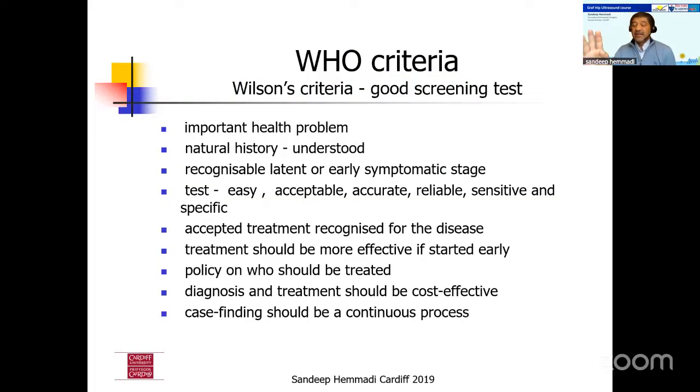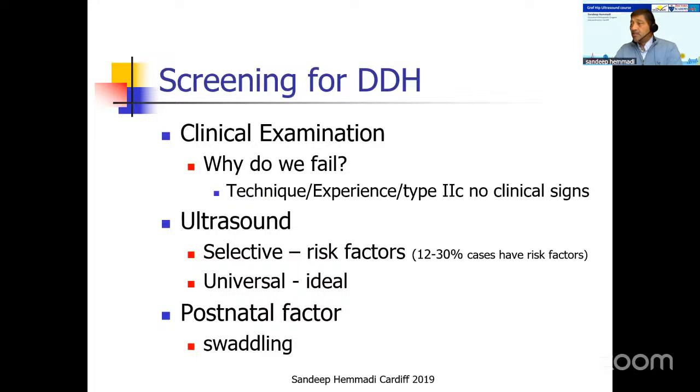WHO has criteria, you will all be aware of these, and DDH fits these criteria because we do have a method to pick these conditions early. And we know that if we treat it early, we can change the natural history. So we satisfy the criteria to say that DDH should be screened for. Clinical examination and ultrasound are the two methods of screening.